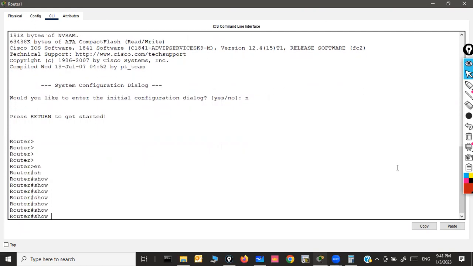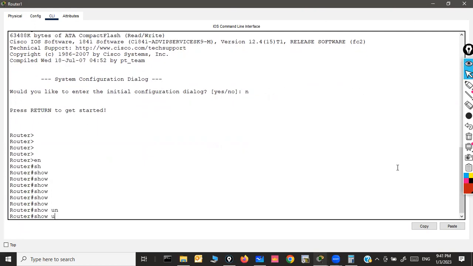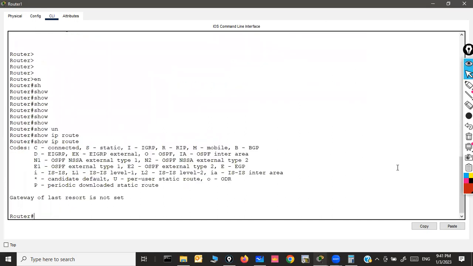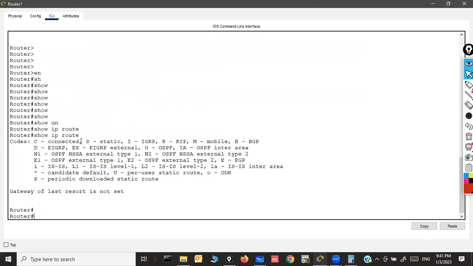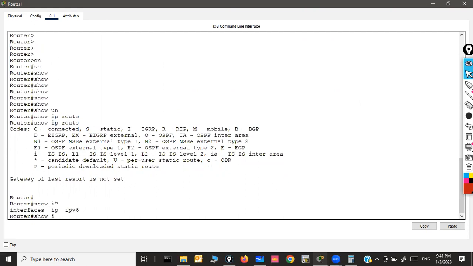We can use the tab key from the keyboard to get information about anything. Routing table, the table I was talking about, show IP route is the command. So what I did, I just entered the tab key from my keyboard. Simply I can say show and then IE and then question mark. So you can see there are 3 commands available with IE.